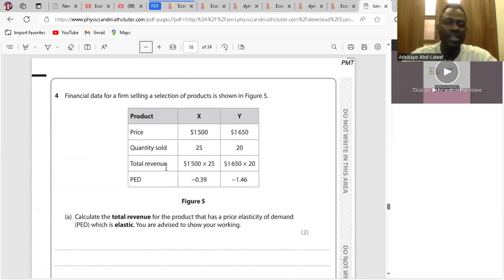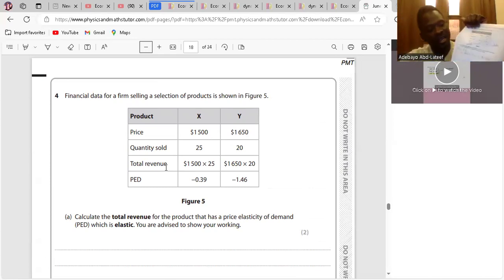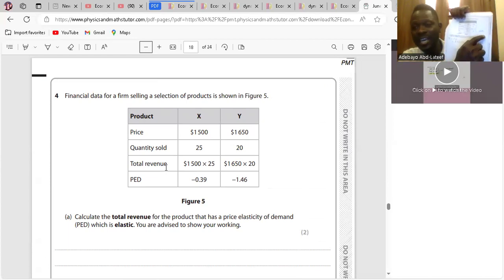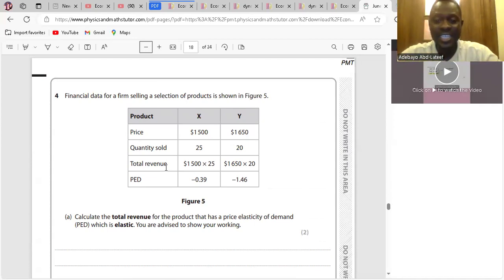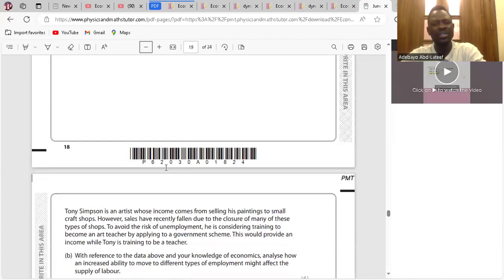Question 4. We have a table of financial data of a firm. Calculate the total revenue for the product that has a price elasticity of demand which is elastic. We have inelastic here, elastic here, inelastic here. We do the indicator, elastic and inelastic. So it is elastic. It is the 1.46, which is elastic, right? Yes. So the total revenue is price multiplied by quantity, which is 1650 multiplied by 20, $33,000. Okay. Did you get that? Great.